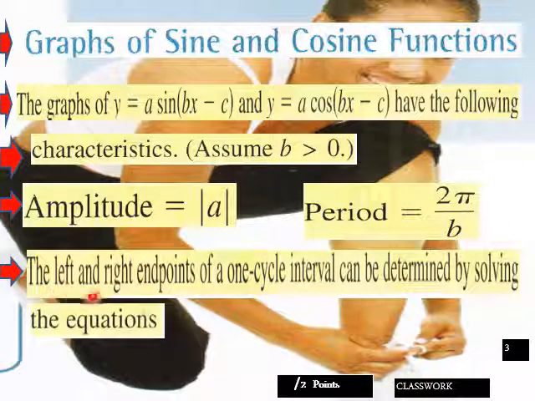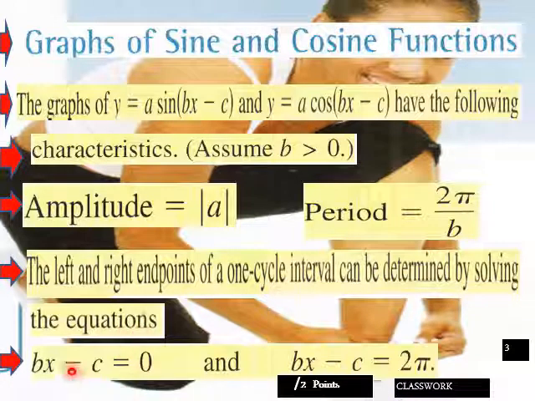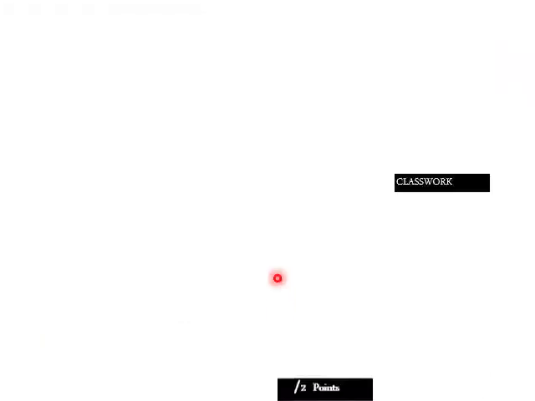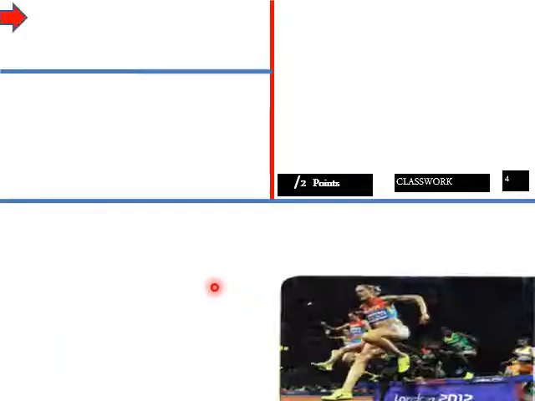And then the left and right endpoints of one cycle interval can be determined by solving the equations bx minus c equals 0, and then bx minus c equals 2 pi. That will determine the length of one cycle of an interval. So let's try one of these now.